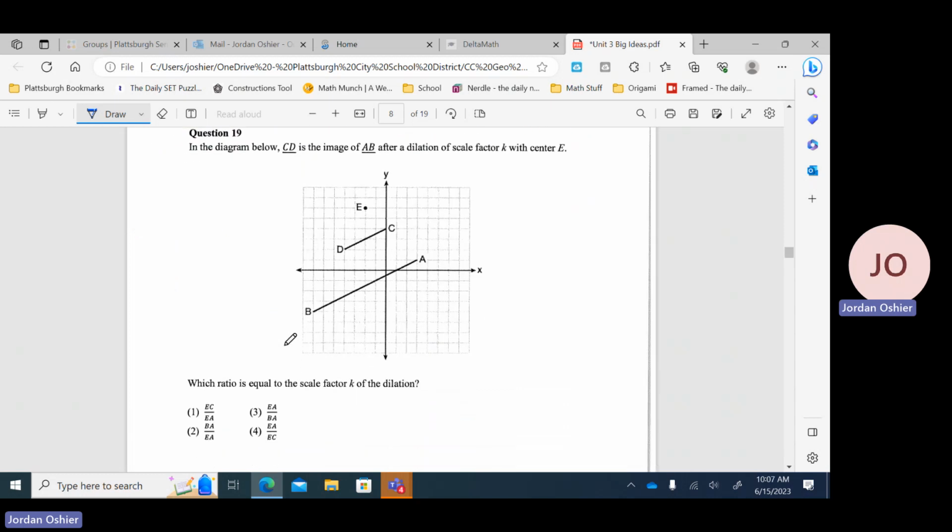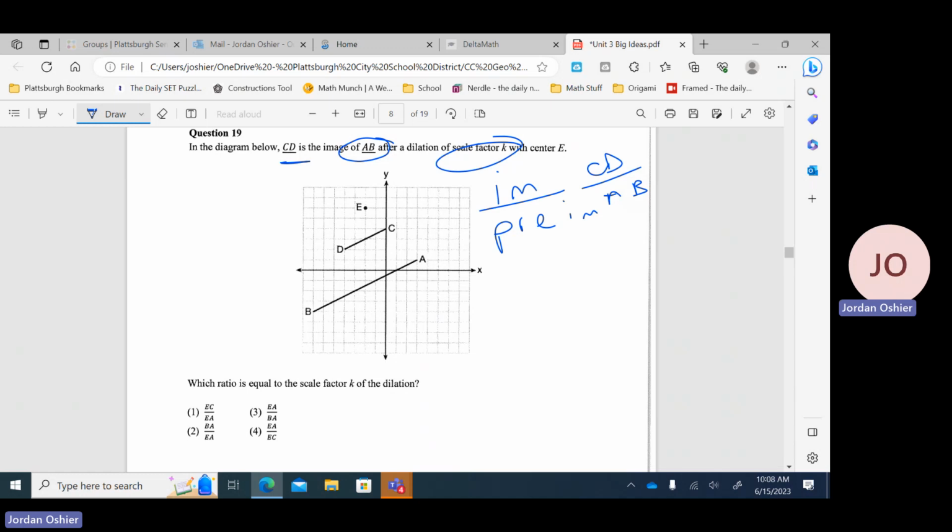In the next question, it's a scale factor question, so we're just trying to pay attention to image over pre-image. Remember, scale factor is always image over pre-image. So before I even really get into this, I'm focused here, the image of AB. So CD is the image. So CD over AB. Do I see that anywhere? Nope, because they're using E, which is absolutely fine.